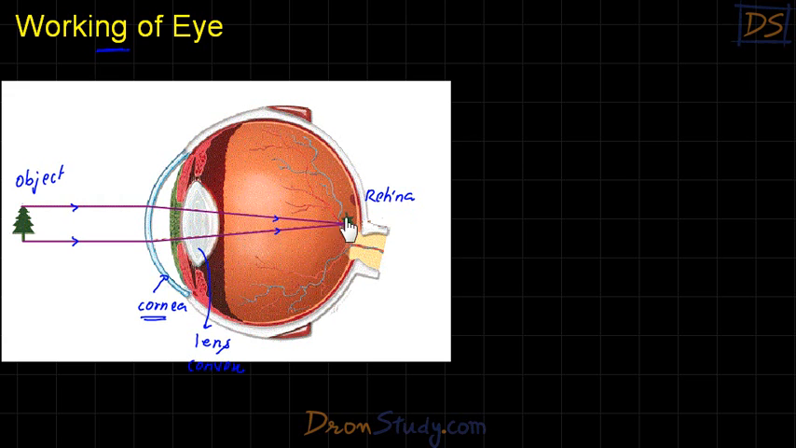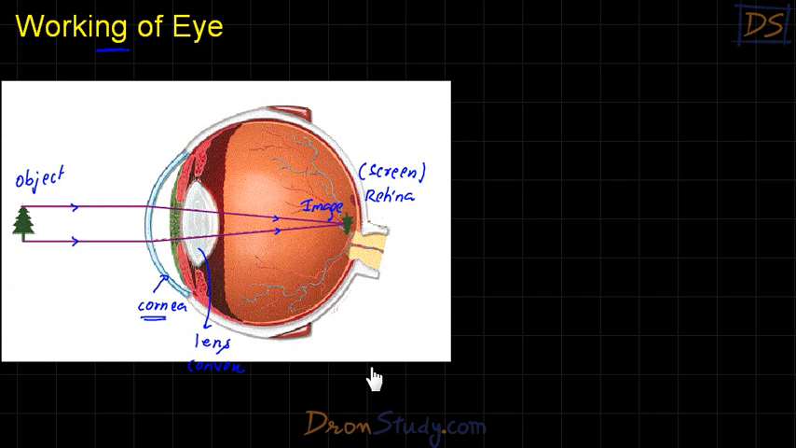So students, an image is going to be formed on the retina, so this is basically an image, students, right? So here the retina is acting as a screen, where the image is being formed, right students?